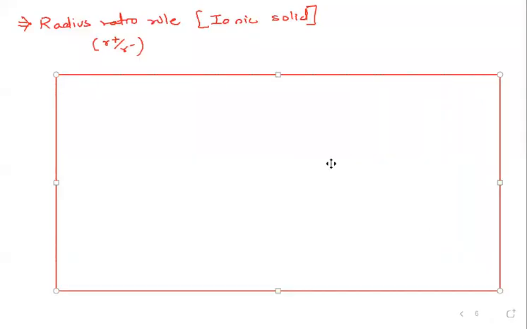Radius ratio rule. First of all, this is only applicable to ionic solids. Please note, this is only applicable to ionic solids. What we do is take the ratio of the radius of cation to the radius of anion. This is our formula. Let's see how we do it.